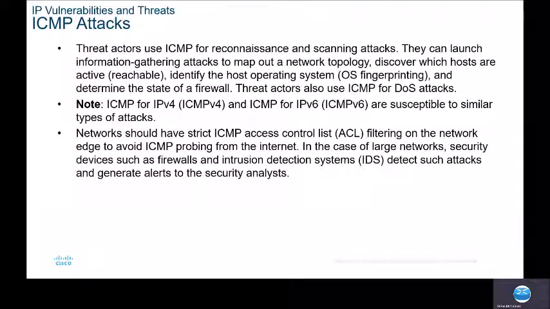Okay, so with ICMP, they can launch information gathering attacks to map out a network, discover which hosts are active, identify the host operating system, and determine the state of a firewall. Threat actors also use ICMP for denial of service. Both IPv4 and IPv6 are vulnerable to similar problems. Networks should have strict ICMP access control list filtering on the network edge to avoid ICMP probing from the internet. In the case of large networks, security devices such as firewalls and intrusion detection systems detect such attacks and generate alerts to the security analysts.